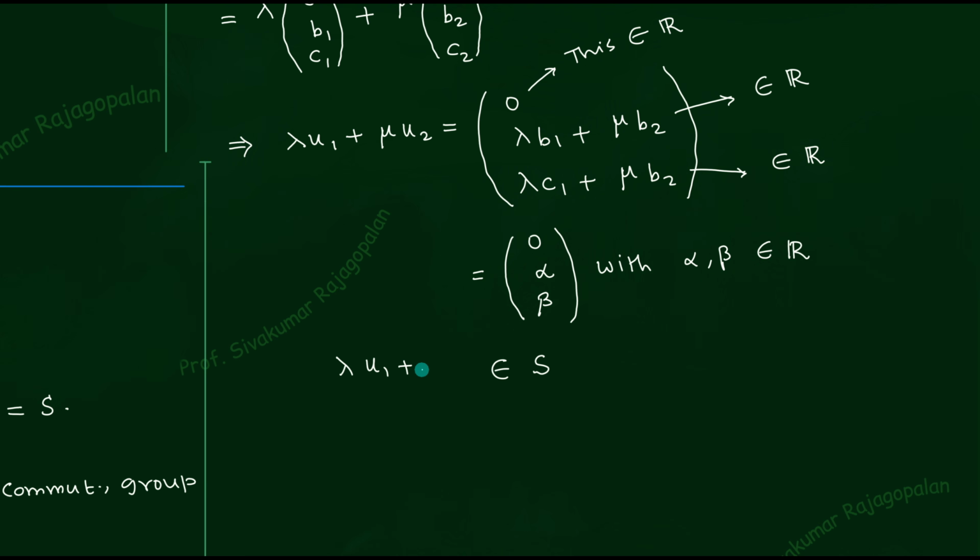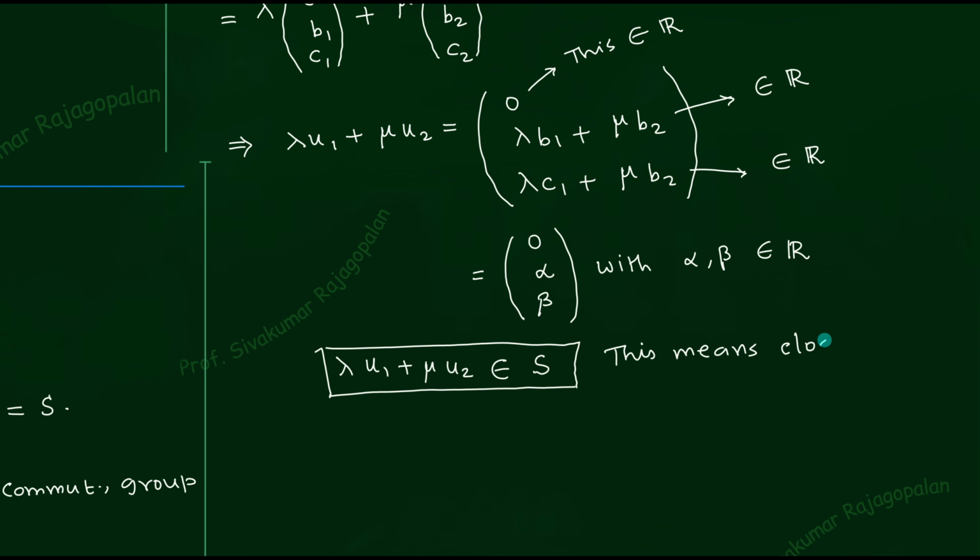So therefore, lambda times u1 plus mu times u2 belongs to the subset. What is the meaning of that? It means the closure property is now successful. But since we are using plus and multiplication, it is simultaneously satisfied in one stroke. We did not do two calculations. In one calculation itself, we have done this. This is the point to be noted.